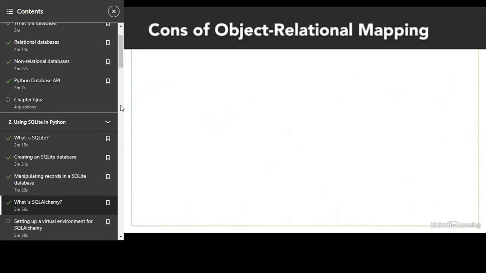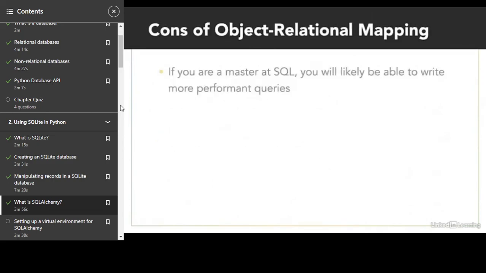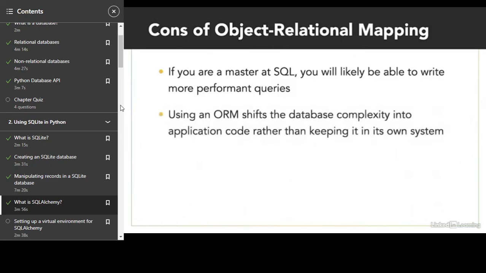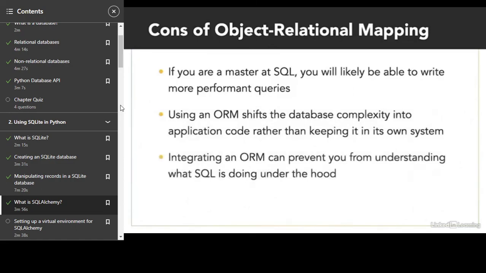Now, if you're a master at SQL, you'll likely be able to write more performant queries with SQL than with an abstracted ORM. On the flip side, if you're not familiar with SQL, the ORM can give you some pretty fast queries out of the box. Using an ORM also shifts the database complexity into the application code rather than keeping it in its own system. With the abstraction, an ORM can prevent you from understanding what SQL and other technologies are doing under the hood. But since it simplifies working with the data layer immensely, many developers choose to use one.